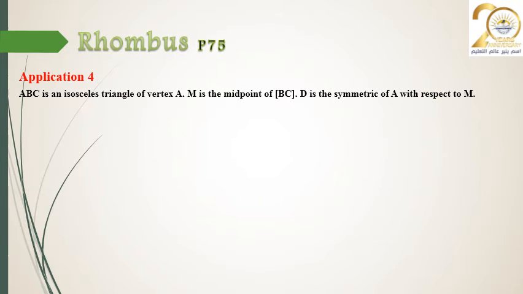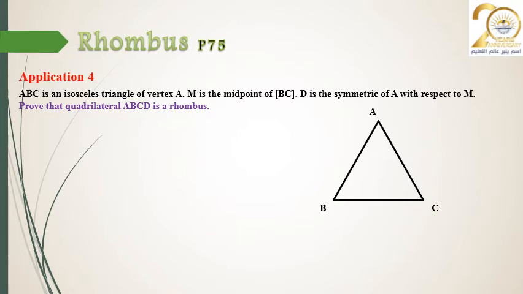Application 4. ABC is an isosceles triangle of vertex A. M is the midpoint of BC. D is the symmetric of A with respect to M. Prove that the quadrilateral ABCD is a rhombus. We have ABC as an isosceles triangle of vertex A. M is the midpoint of BC. So it has AB equal to AC because it's an isosceles triangle.